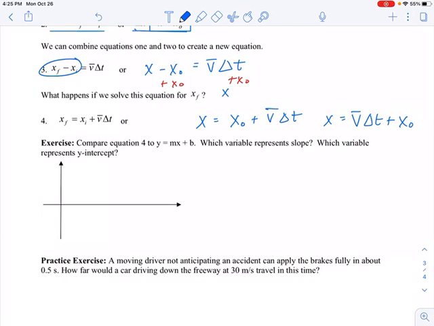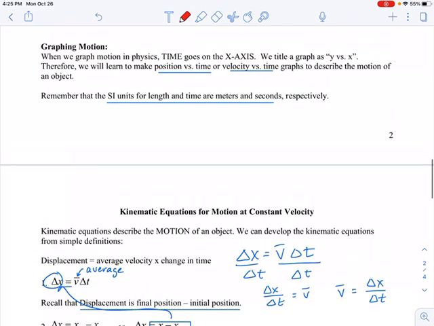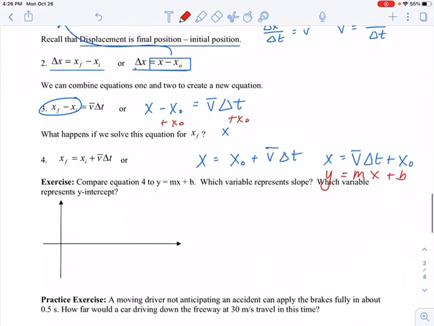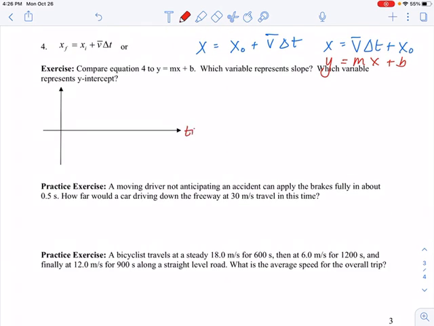Okay, why would you do that? Let's look at this exercise. Compare equation 4 to y equals mx plus b. Which variable represents slope? Which variable represents y-intercept? Okay. If I write y equals mx plus b below this equation, and if I go back to what I said here, that time goes on the x-axis and that we're going to make a position versus time graph. So this is time in seconds. This is position. The variable for position is x.